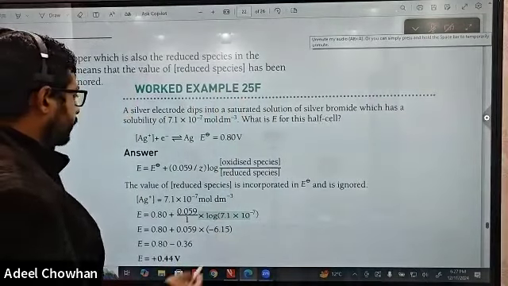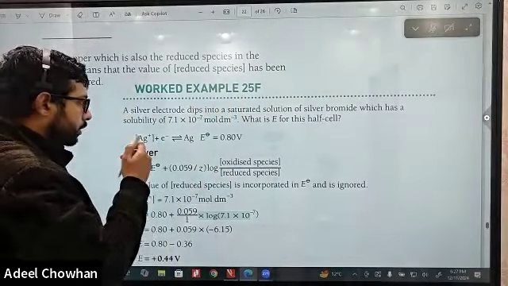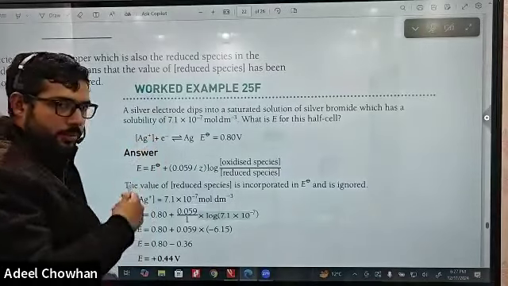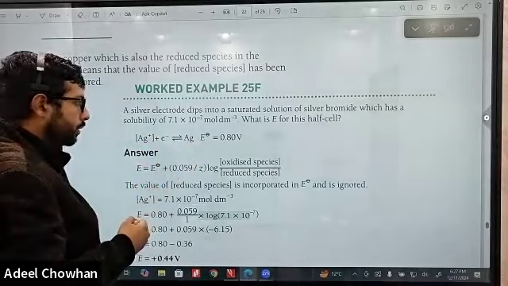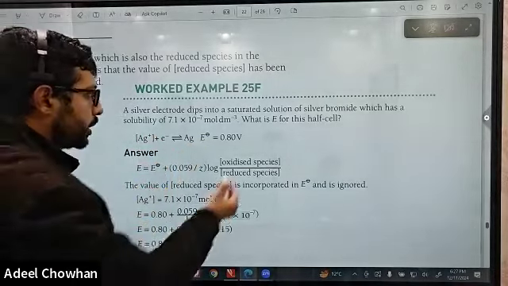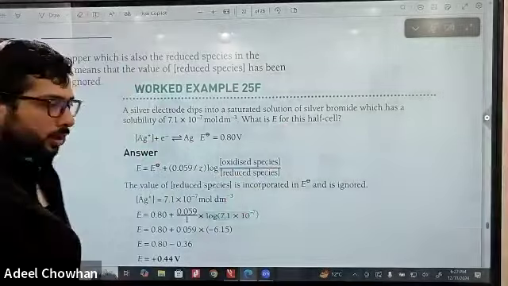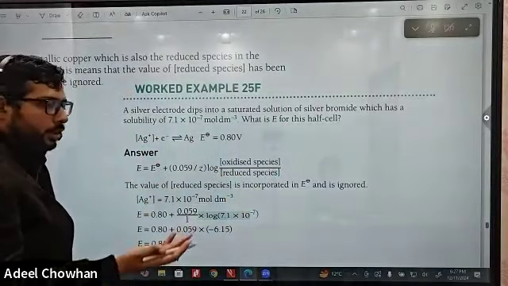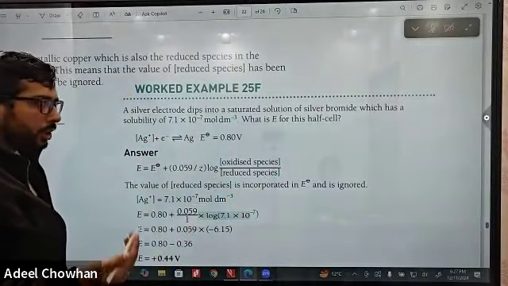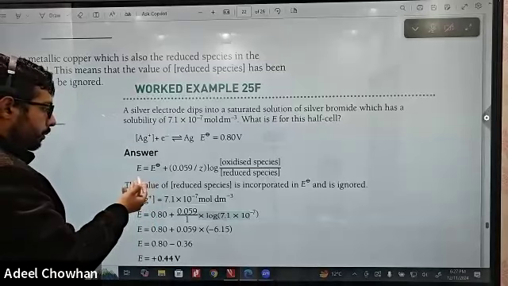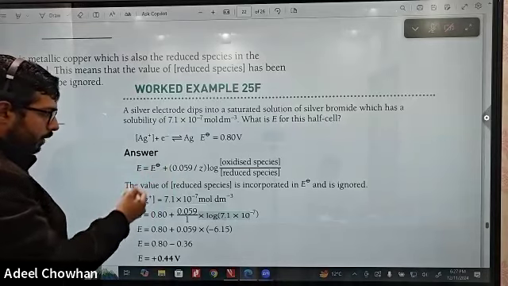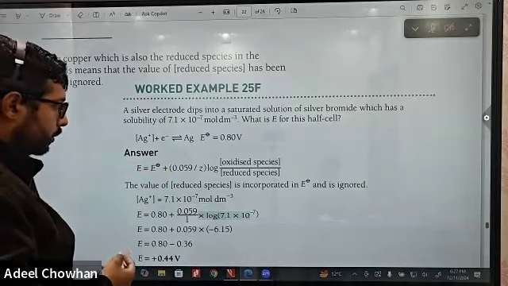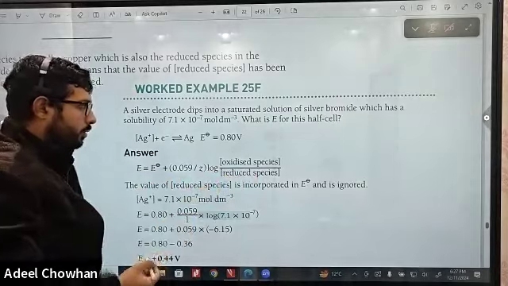So it says that we have this chemical reaction in which the silver ion is being reduced to become a silver atom, and the electrode potential value is given. We have to find the E value for this half cell. Again, we already know the formula to calculate the E value. So E equals E naught plus 0.059 over Z into log of oxidized species divided by reduced species.